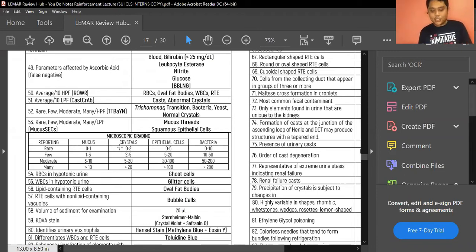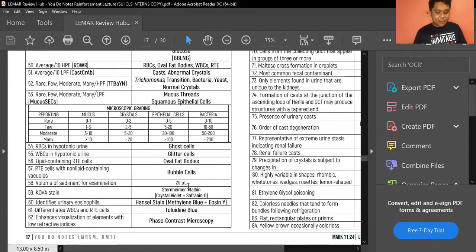Next, lipid-containing RTEs, of course, you have oval fat bodies. Non-lipid-containing RTE cells are bubble cells. Volume of sediment for examination: 20 microliters. Covastain, as you have mentioned, is the commercial brand of your Sternheimer-Malbin, or steady stain. Sternheimer-Malbin is composed of the gram stain reagents: crystal violet and safranin. Next, to identify urinary eosinophils, you use Hansel stain: eosin Y and methylene blue. It is a bright stain.